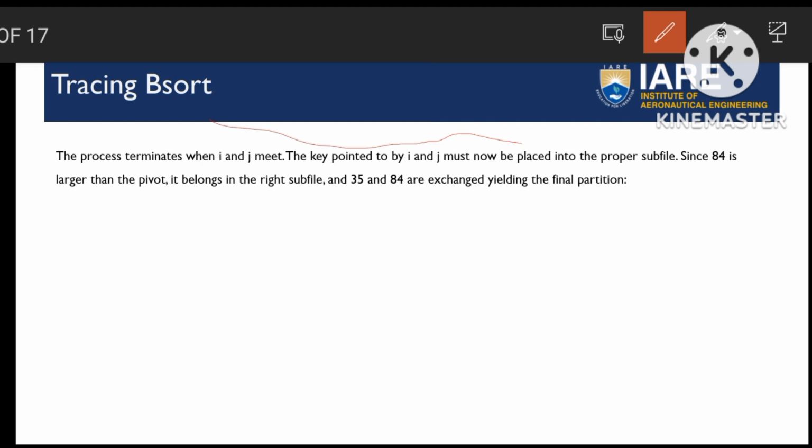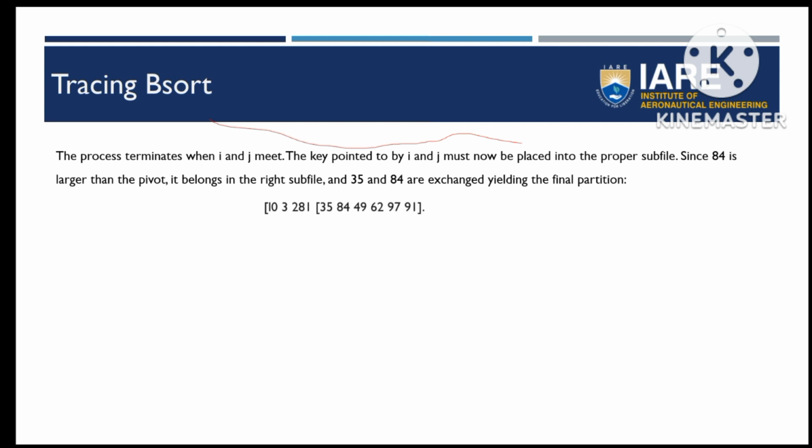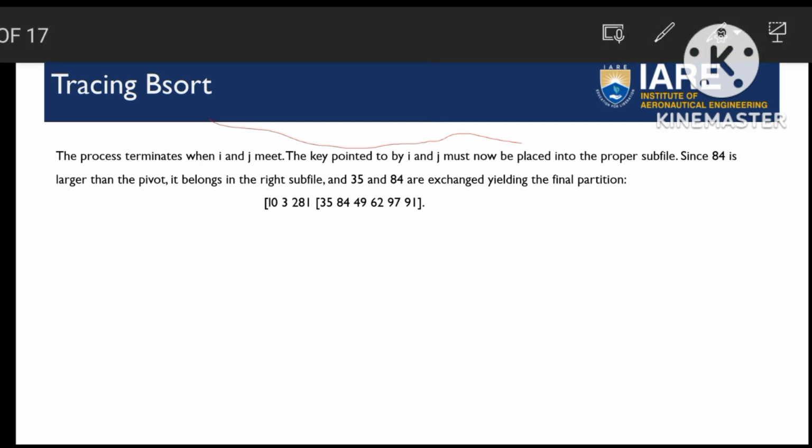The key pointed to by I and j must now be placed into the proper subfile. Since 84 is larger than the pivot, it belongs in the right subfile, and 34 and 84 are exchanged, yielding the final partition: 10, 3, 28 as a separated subfile, and 34, 84, 49, 62, 79, which you can see on my screen, divided into two subfiles. Now we should perform the sort again on these two arrays, so we can finally get a sorted array.